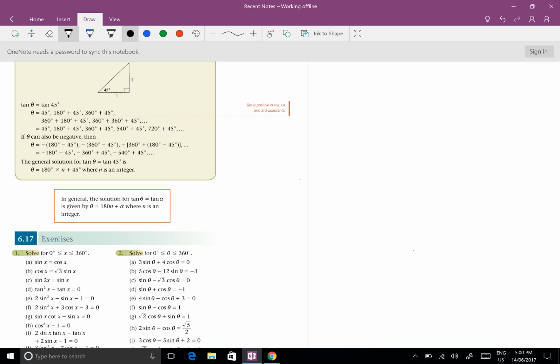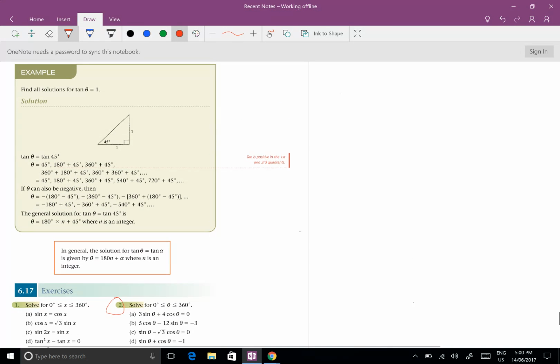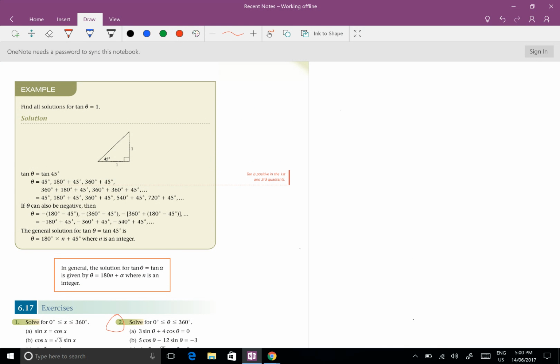Okay, Year 11, I want to have a look at the next exercise 6.17. I know we've already done some of these questions using the T formula, but now I want to have a look at question 2 using R cos(theta plus or minus alpha), or R sine(theta plus or minus alpha).